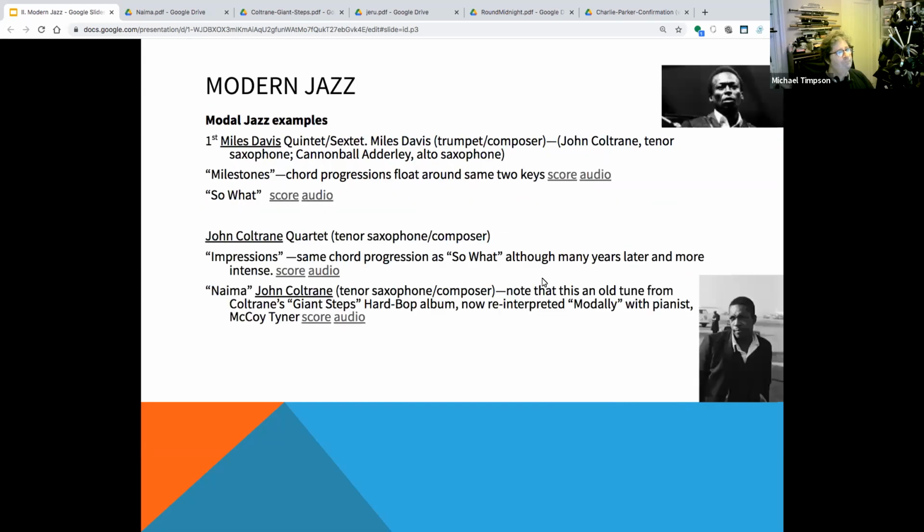Oops, sorry. So let's talk about some examples of modal jazz. With the first Miles Davis quintet, and of course Cannonball Adderley is with it, so it's really a sextet again, here are two examples of modal pieces. We have this work called Milestones, which has chord progressions that float around basically the same two key areas. So here's a score to that.